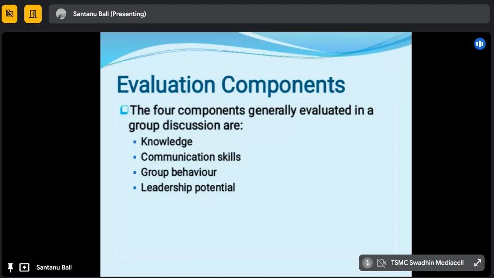First one is the knowledge. Second one is the communication skills. The third one is the group behavior. The fourth one is the leadership potential. Obviously, we all know the meaning of this: knowledge, the communication skills, the group behavior, and the leadership potential.